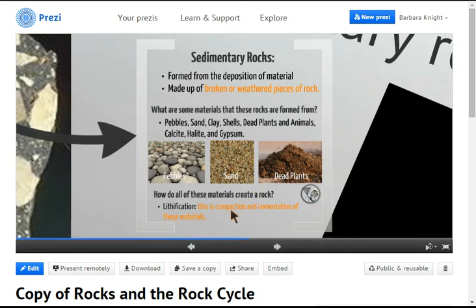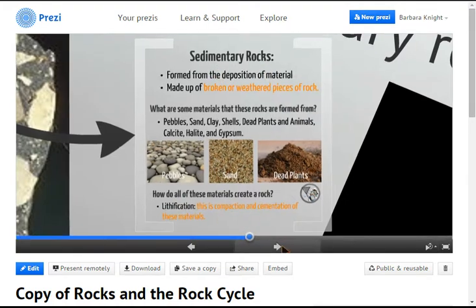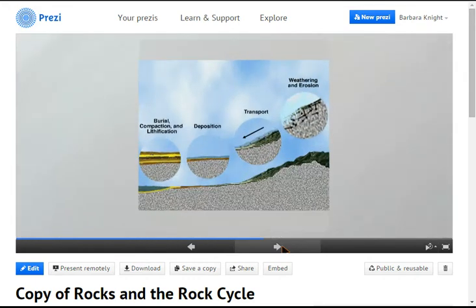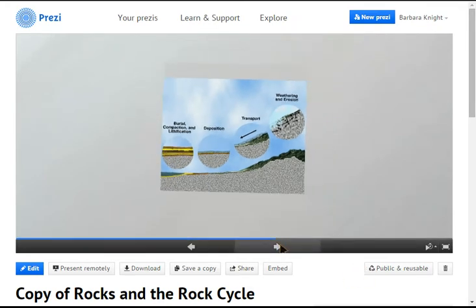So you've learned through the rock cycle about this process right here, compaction and cementation. This is actually called lithification. So sedimentary rocks are formed through a process that includes lithification. So if we were to look at that process, we have our weathering and erosion. Those broken down weathered pieces of different rocks and materials are transported and deposited into a body of water where they are lithified and compacted, and we see those different layers of rocks there.